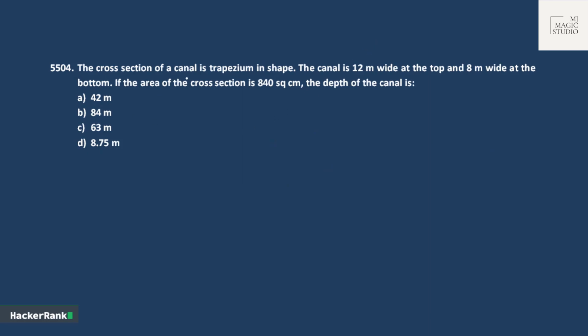The cross section of a canal is trapezium in shape. The canal is 12 meter wide at the top and 8 meter wide at the bottom. This is the shape, trapezium: 12 meter at the top and 8 meter at the bottom. If the area of the cross section is 840 square meter, we are looking for the depth of the canal, that means the height of the trapezium.